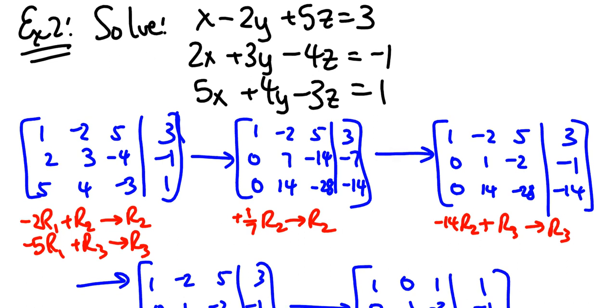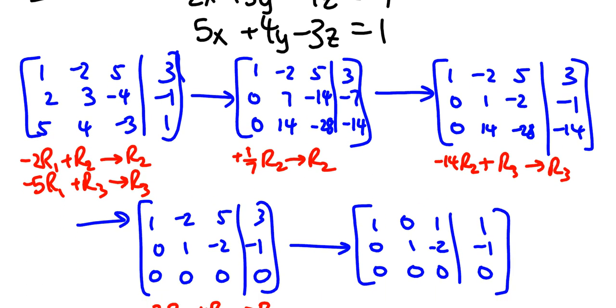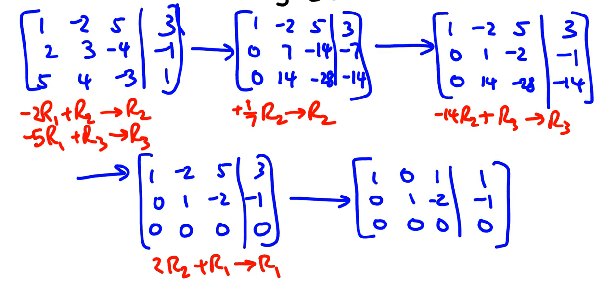Okay, so I'll scroll down and you'll be able to see that we don't end up with nice ones everywhere, zeros everywhere else. We don't get that. So how do we interpret this? Well, we've got a row that's all zeros, and that means that our system doesn't have a nice solution. Instead, z can be a parameter. So we let z be some parameter t.